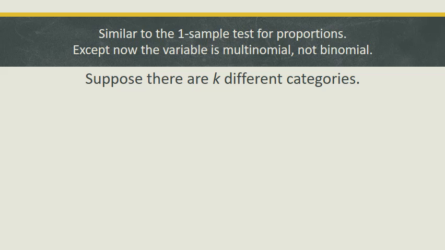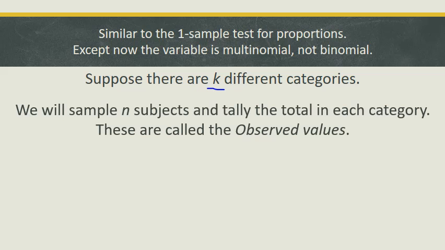This is the extension of the one sample z-test for proportions. The difference is that the z-test applies to binomial variables that have only two categories, while this chi-squared test applies to multinomial variables with more than two categories. For notation, we'll call the number of categories k. The basic process is the same. We'll sample n random subjects and count how many fall into each category. These totals are called the observed values.